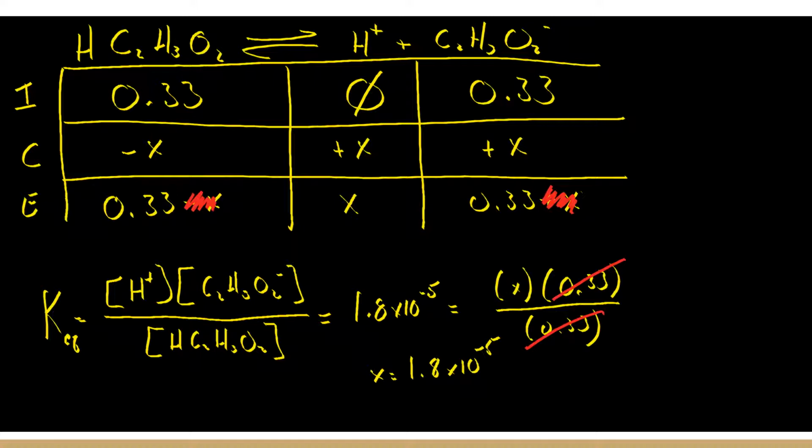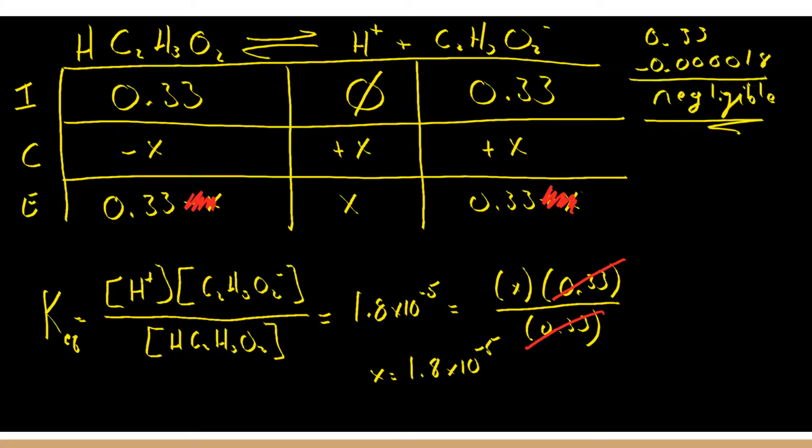Now, let's just be careful. Let's double check. Is 1.8 times 10 to the negative fifth negligible compared to 0.33? Well, 0.33 minus 0.000018, yeah, that's negligible. It's going to disappear into the rounding errors. Okay, so boom. Awesome. Wonderful. Great. Good.